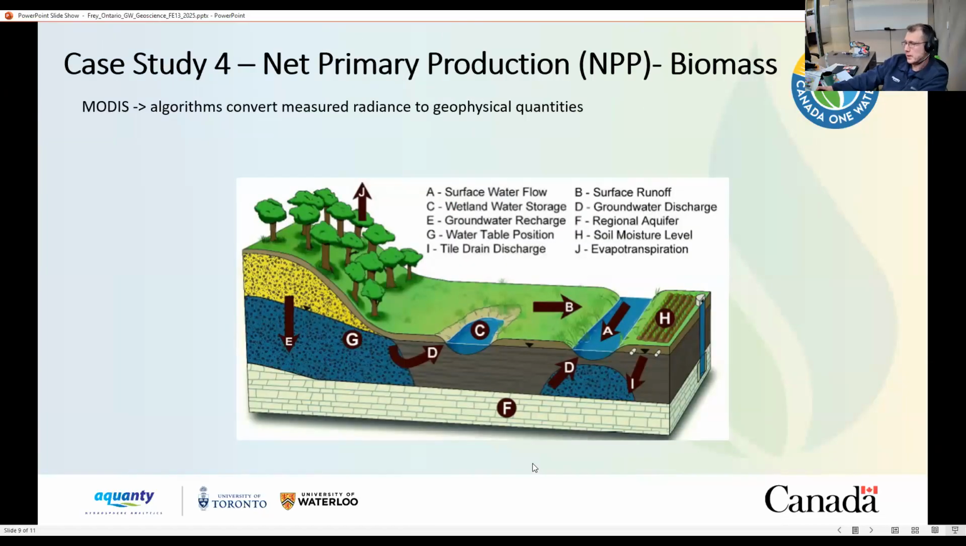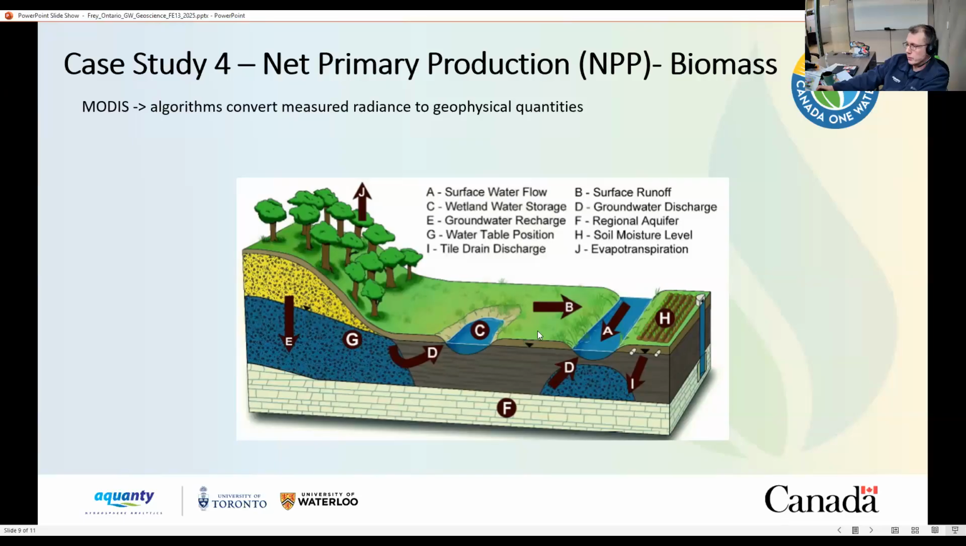The fourth case study I'm going to look at is our use of MODIS data that has been converted to geophysical quantities associated with biomass. So MODIS, it's a multispectral sensor. That sensor data can be translated into different physical quantities based on algorithms that people derive, and one of the quantities is biomass. And biomass is associated with ecosystem services. So as we're producing biomass in these watersheds, that biomass represents the contribution of water to ecosystem service production.